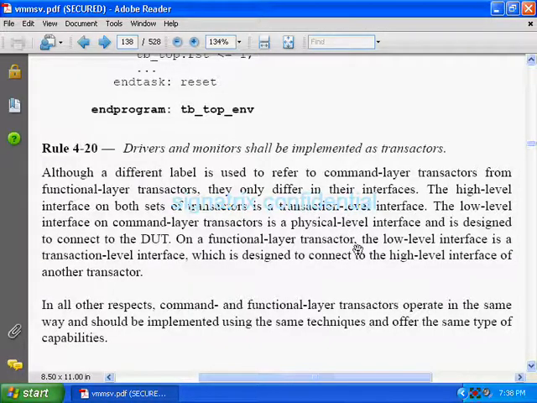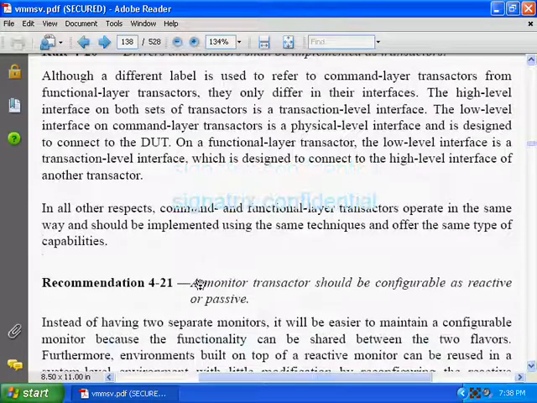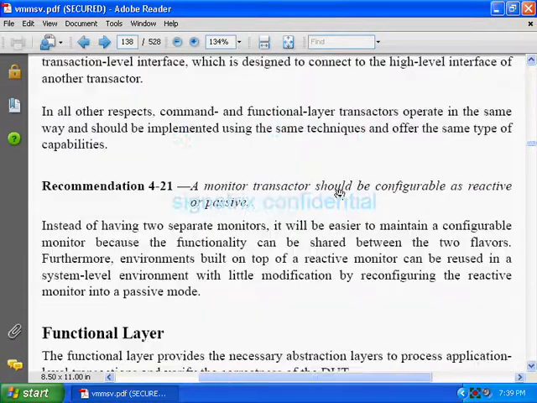On a functional layer transactor, the low level interface is the transaction level interface, which is designed to connect to the high level interface of another transactor. So we know that this is the responsibility of the bus function model. So in all other respects, the command and function layer transactor operate in the same way, should be implemented using the same technique and offer the same type of capabilities.